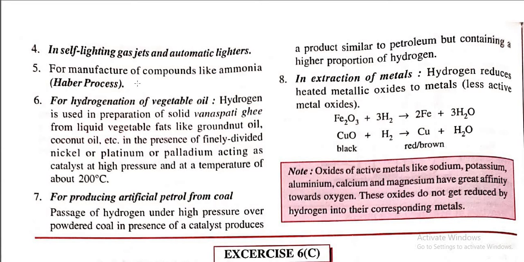Next, it is used for producing artificial petrol from coal as well. And lastly, it is used in the extraction of metals. It is also used in the metallurgy process, we can say. That means how metals are obtained from the oxide form. So metal oxides, when they react with hydrogen, form iron and water, and copper oxide, when it reacts with hydrogen, will form copper and water.